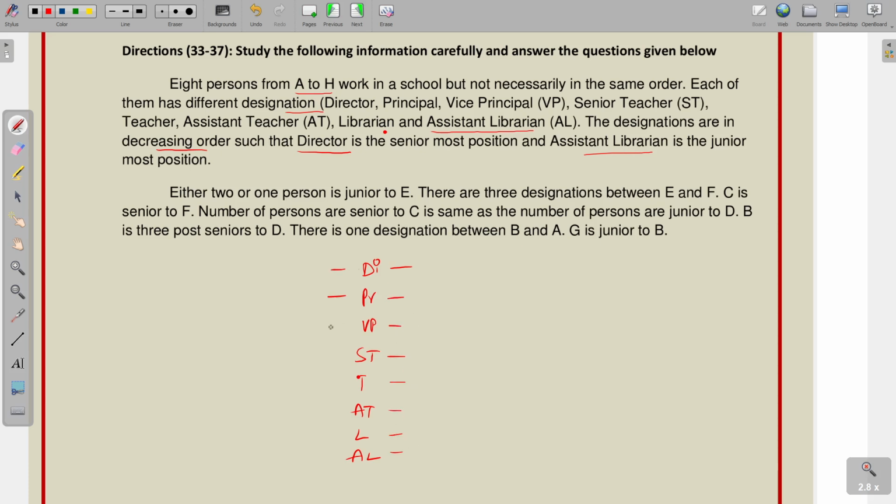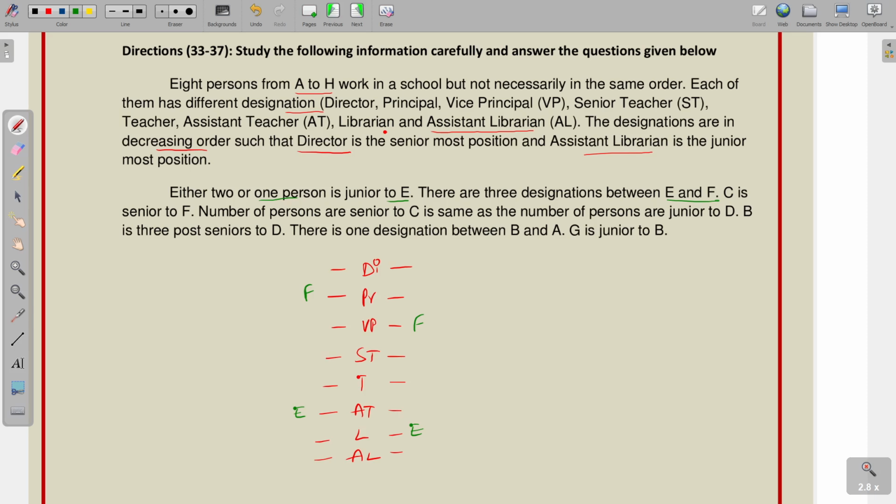Okay, it is first possibility, it is second possibility. See the conditions. Either 2 or 1 person is junior to E. So if I place E here, 1 person is junior to E. If I place E here, 2 persons are junior to E. Two possibilities. There are 3 designations between E and F. Between E and F, 1, 2, 3. So F is coming here.